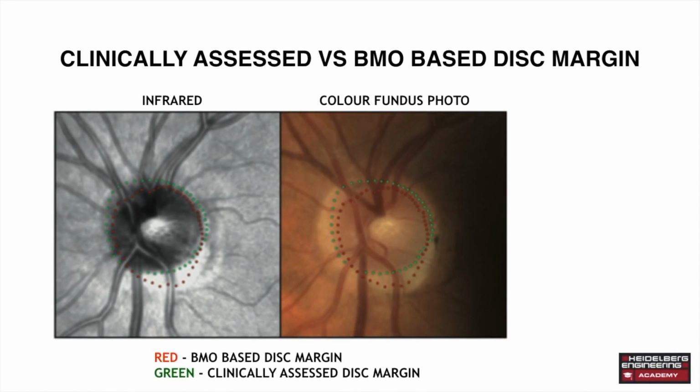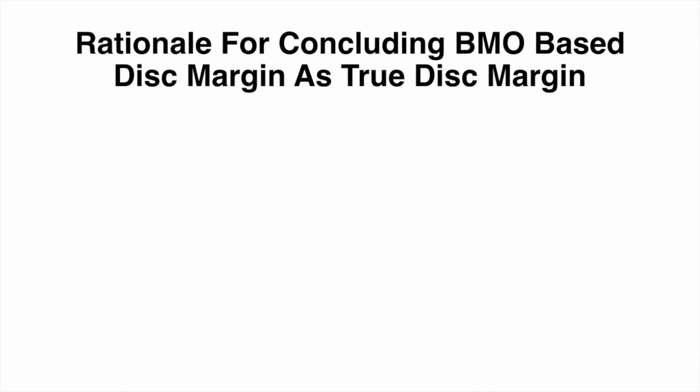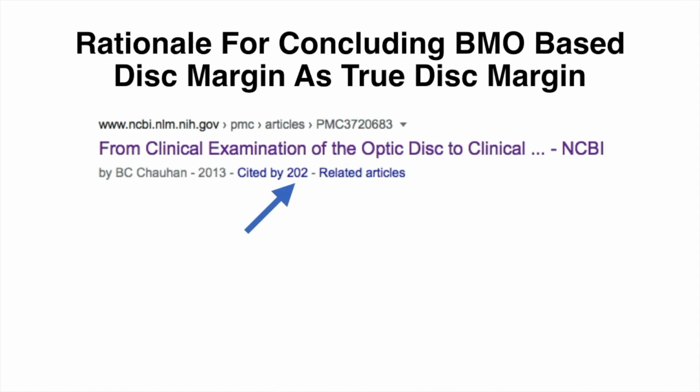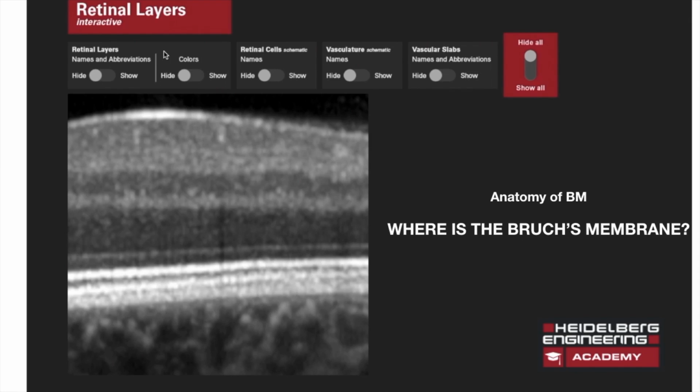Red dotted lines show the Bruch's membrane opening based disc margin. Green dotted lines show the clinically assessed disc margin. The rationale for concluding the BMO based disc margin as the true disc margin is as follows. Blood vessels and axons cannot pass through the Bruch's membrane, making the BMO based disc margin the true one.